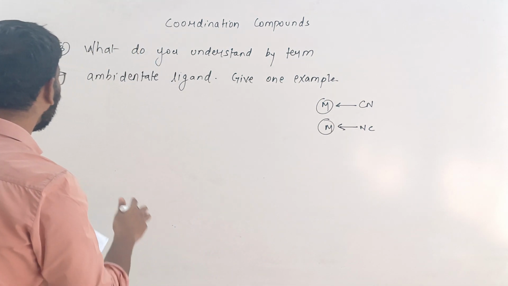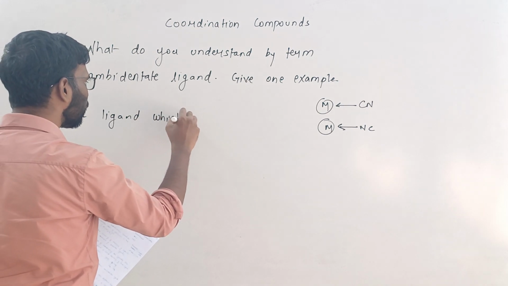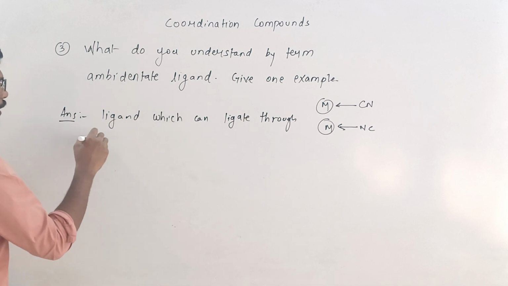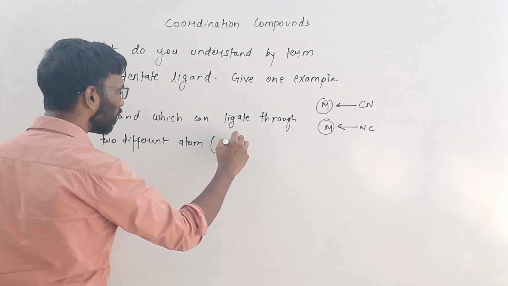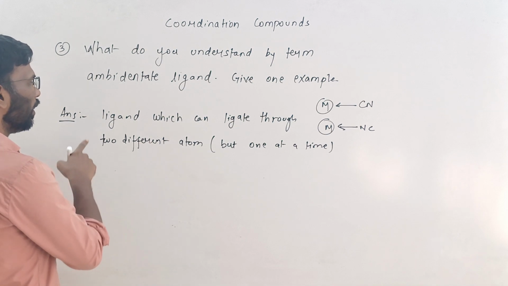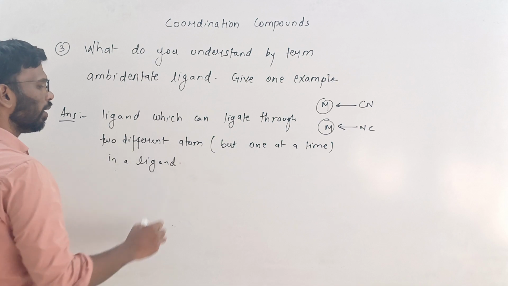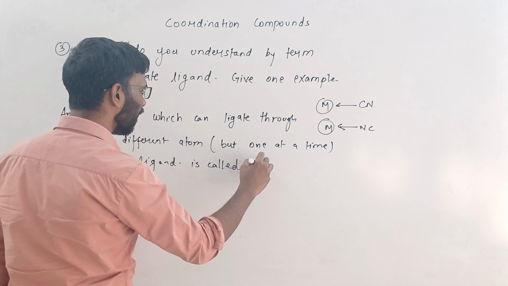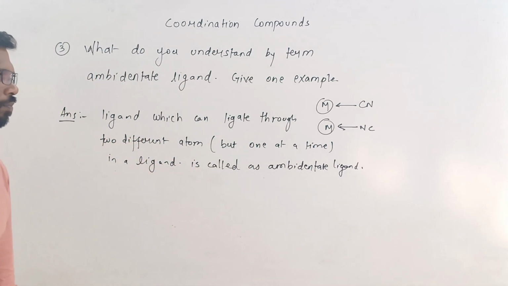Definition: ligands which can ligate through two different atoms in a ligand, but one at a time, are called ambidentate ligands. That's it. Cyanide is one example.